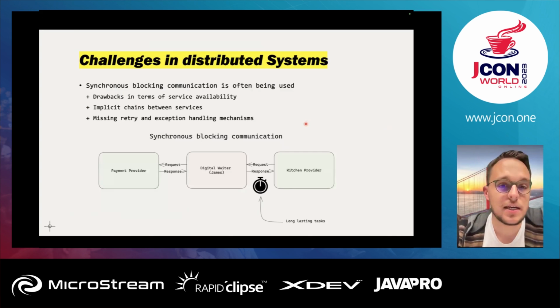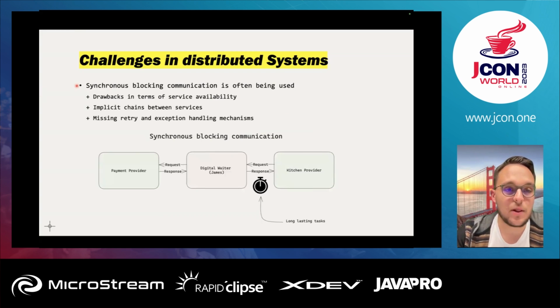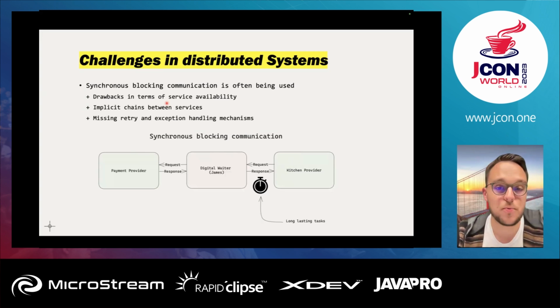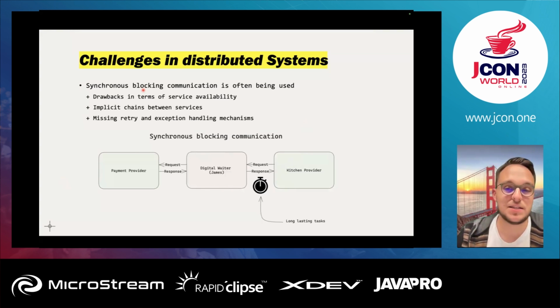Shifting over to the next slide, I tried to summarize all of these challenges which can occur. So in general, when using these kinds of synchronous blocking communications, for instance, between our digital waiter, whom we call James now, and for instance, a kitchen provider or a payment provider, which are external systems, quite some things can go terribly wrong.